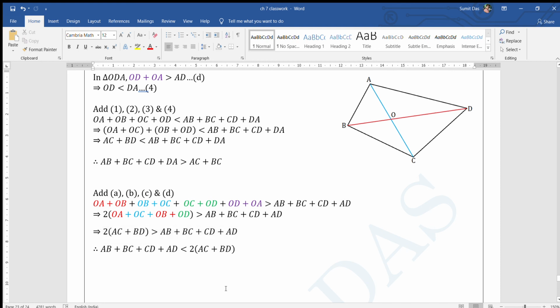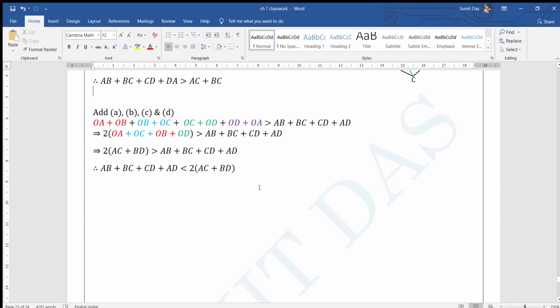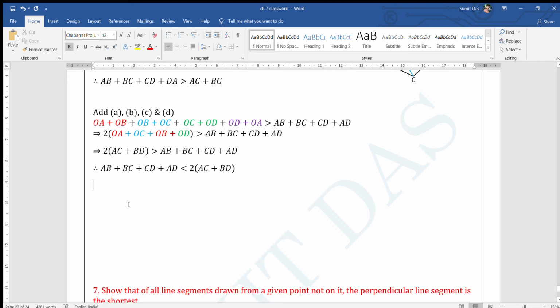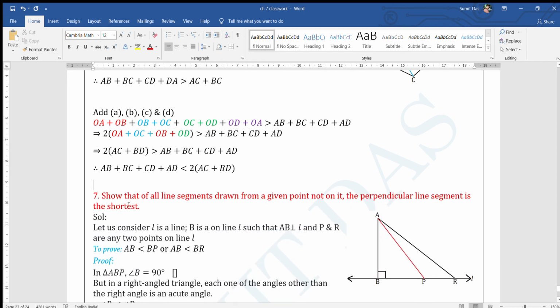That is our second proof. Okay, this is easy, but sometimes it is very difficult to do in the exam time. Now, this is the last question for today. Question number 7.